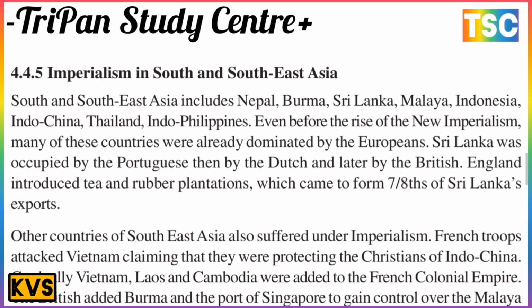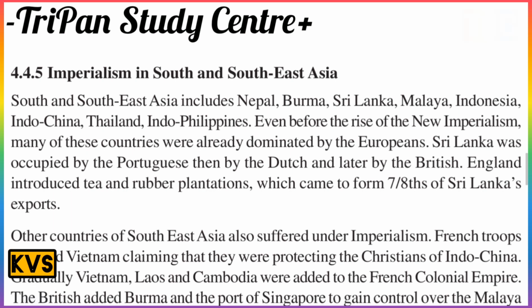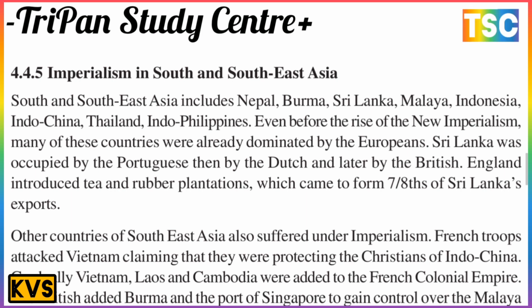Even before the rise of the new imperialism, many of these countries were already dominated by the Europeans. Sri Lanka was occupied by the Portuguese, then by the Dutch, and later by the British. England introduced tea and rubber plantations, which became a major export of Sri Lanka. Other countries of South Asia also suffered under imperialism.